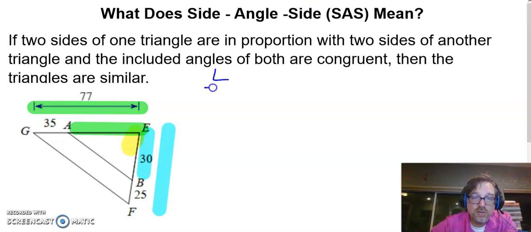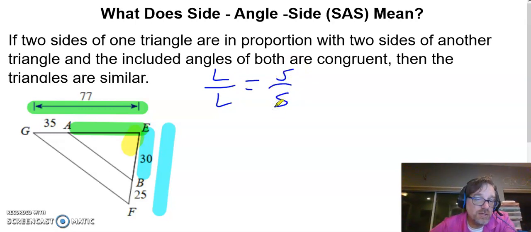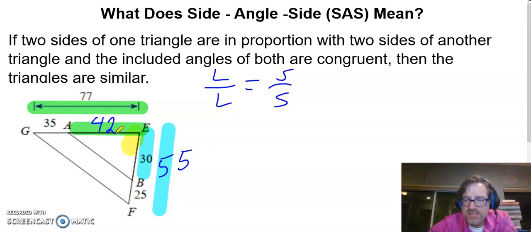Now we're going to do long over long. And we're going to see, does that equal short over short? So my longest number, oh, dang it. Well, I don't know what this long blue side is. Oh, but 25 plus 30, that's 55. 25 plus 30 is 55. And this one is 42. How did I get 42? 77 minus 35.